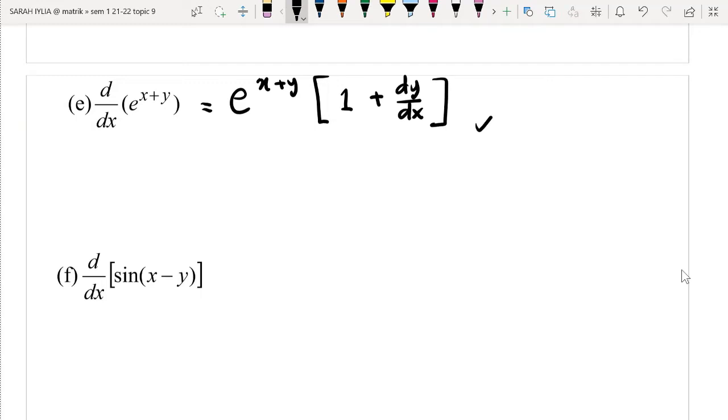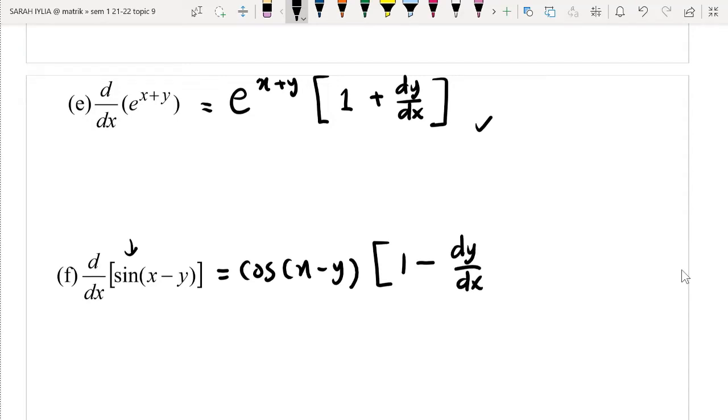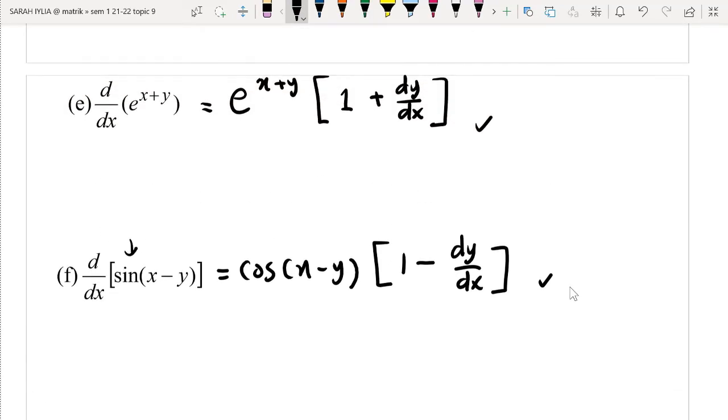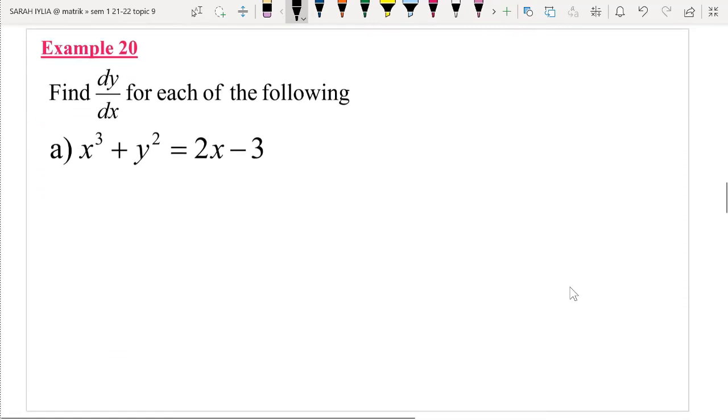Okay. Moving on. Now, we have to differentiate sin of x minus y. Ingat, when it comes to trigo function, differentiate one by one. Jangan pergi one go. First step, differentiate the trigo function itself. So, differentiate sin, we get cos of x minus y. Only after that, we differentiate what's inside the bracket. So, derivative of x would be 1. Derivative of y would be dy over dx. Okay. Siap. Ini kita baru differentiate implicitly term by term. Sekarang, how about we differentiate an equation?